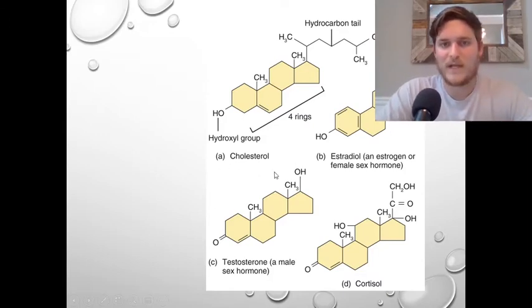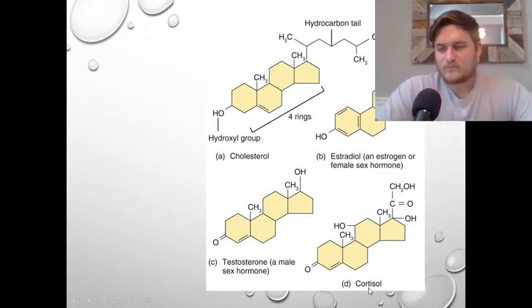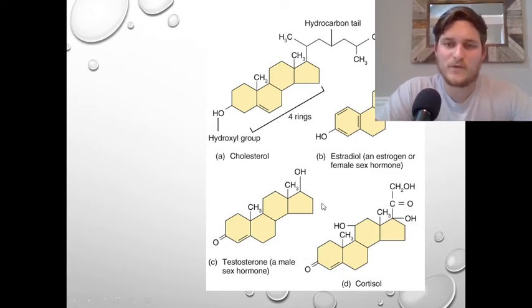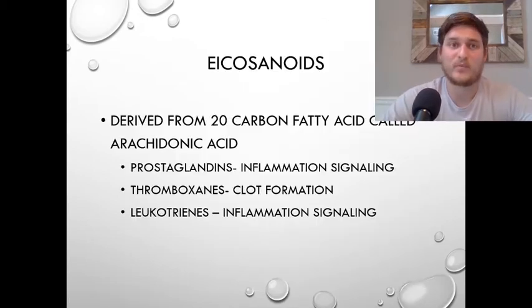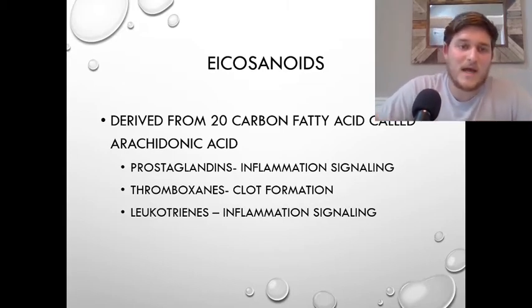So, here we have cholesterol, estradiol, testosterone, very important, cortisol. So these lipids are going to be used to form the backbone for these signaling hormones. The last lipid we'll discuss is eicosanoids. They are derived from these 20 carbon fatty acid chains called arachidonic acids.